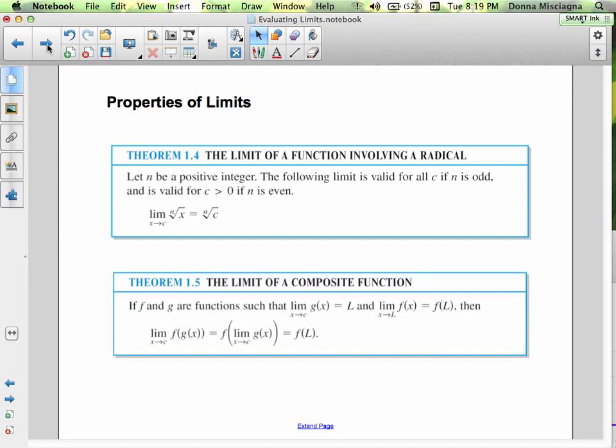All right, so properties of limits. I think it's a little out of sequence, but this is at the top of one of your pages in your notes. It's fine in my lesson here; I think it's out of sequence in your notes. Let n be a positive integer. The following limit is valid for all c if n is odd, and it's valid for c greater than 0 if n is even.